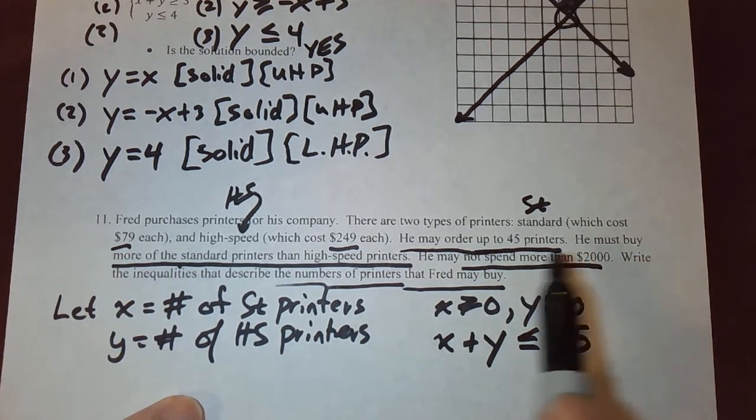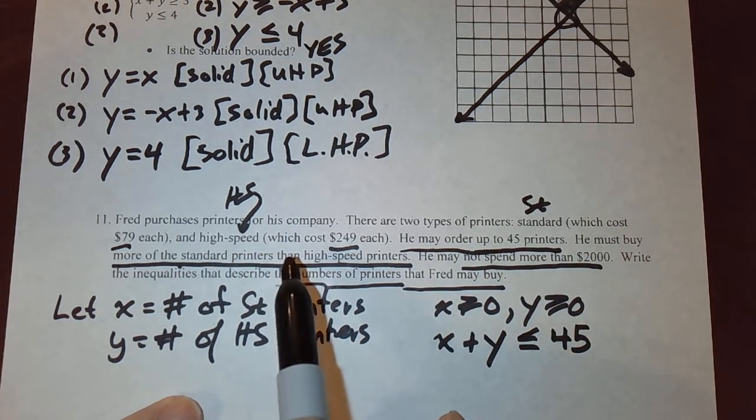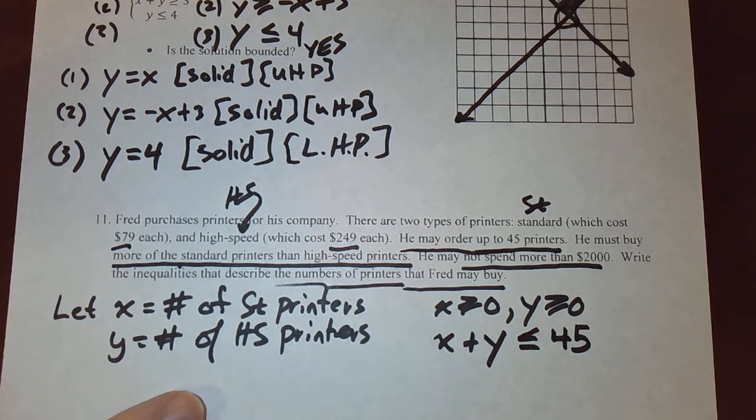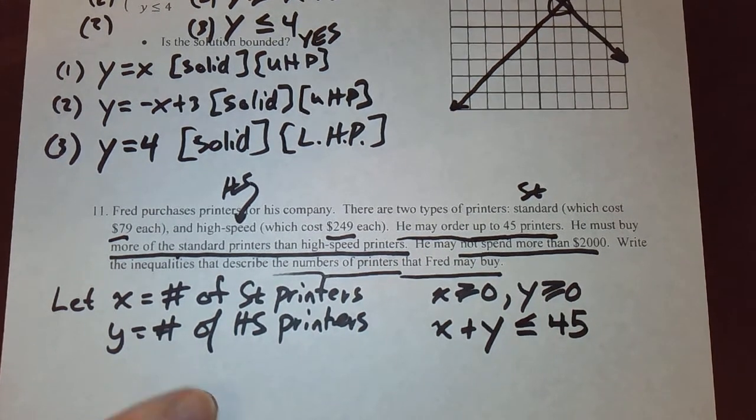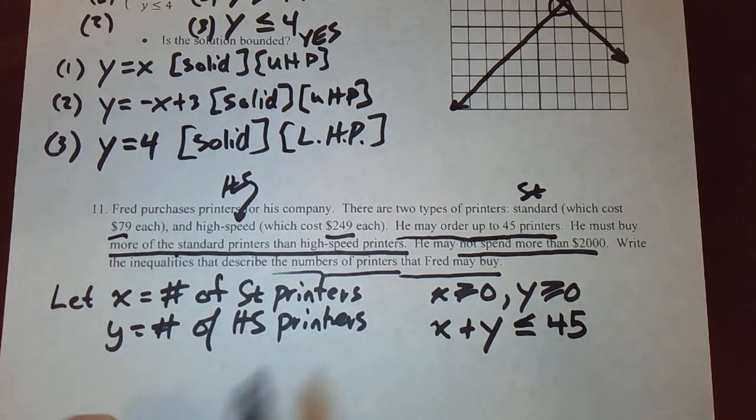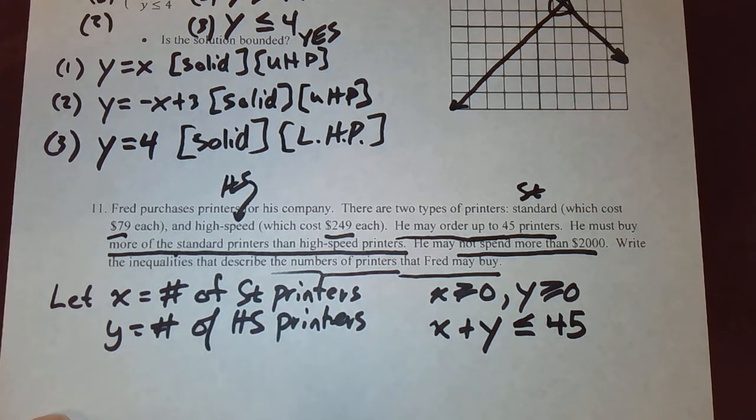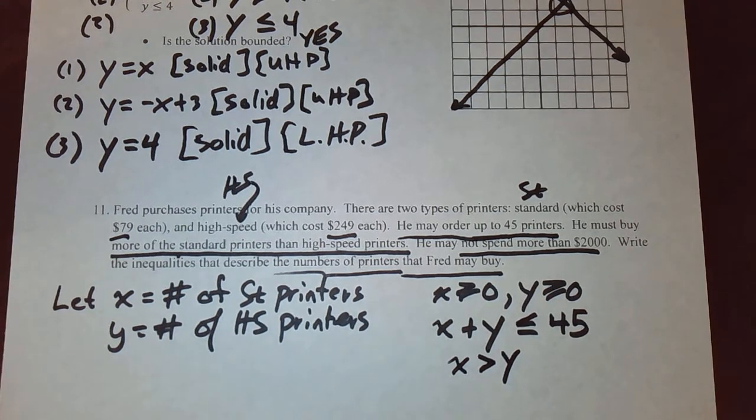Next, he must buy more of the standard printers than the high-speed printers. Well, that's a very simple inequality. More standards than the high speeds. That means x, the number of standards, has to be bigger than y, the number of high-speed printers.